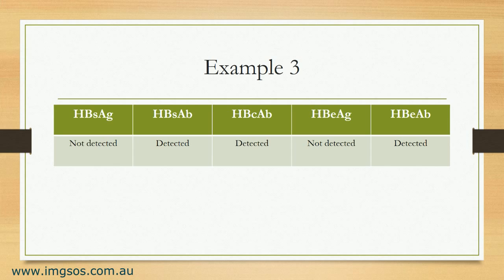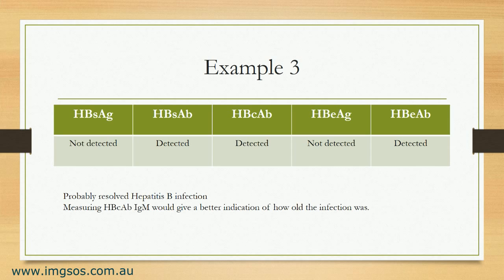So, no current surface antigen, no current E antigen, E antibodies, core antibodies, and surface antibodies. So this is probably a resolved hepatitis B infection, and this patient should have immunity. If you don't have a clear history of hepatitis B infection and you want to know how old it is, then measuring the Hep B core antibody IgM would give you a better indication of how old the infection was. If there's IgM positive, it's less than 6 months old.